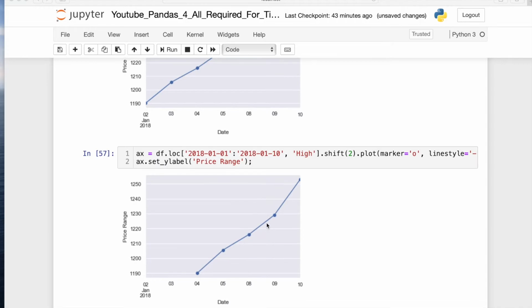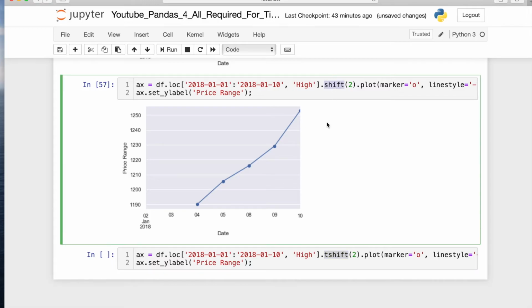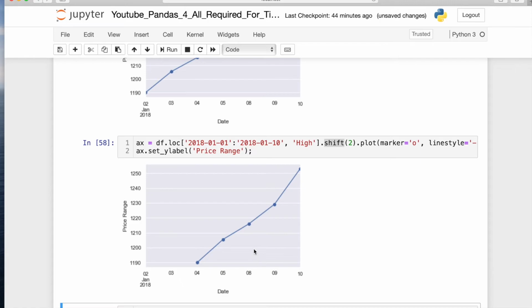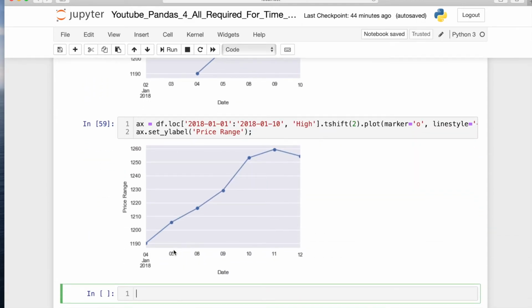Now let me do the shift by the date, the index. We use the t-shift. Be careful, I used shift before, and here we have t-shift. Now if you see the t-shift, the date was from the 2nd, now the date is from the 4th, right? This is the benefit of the index shifting, that we use this.